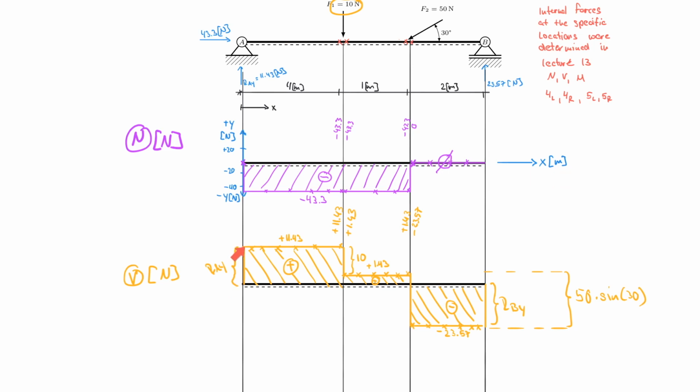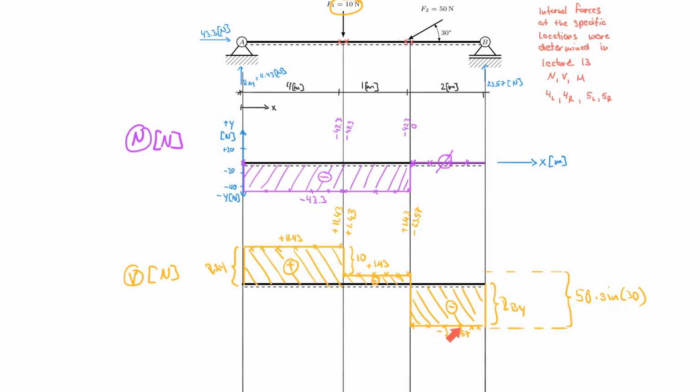Okay, jump 11.43. Nothing happens, nothing happens, nothing happens. Ooh, 10 happens. Okay, I jump down by 10. Nothing happens, nothing happens. Ooh, something happens. What is the jump here? The jump is 50 times sine 30.